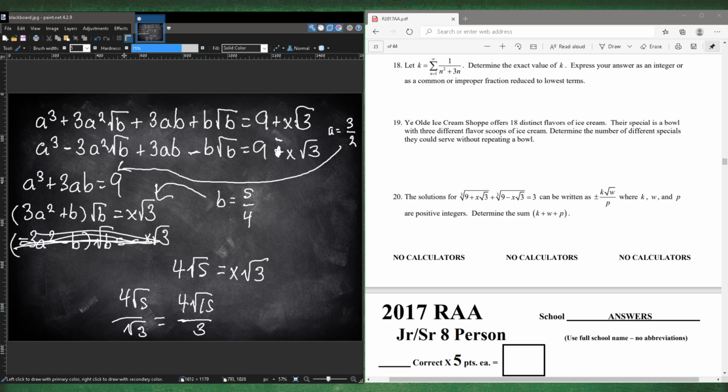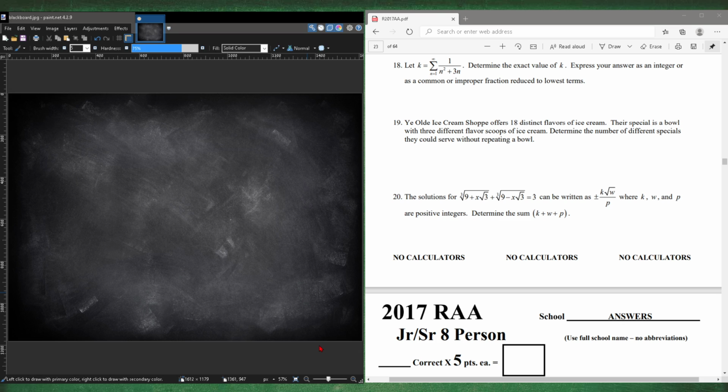Now the sum of our coefficients is 4 plus 3 plus 15. So that's 7 plus 15, that's 22. And that is our answer for 20. And that basically covers our entire 2017 Junior Senior 8%.